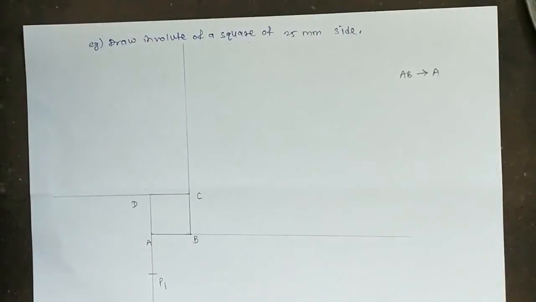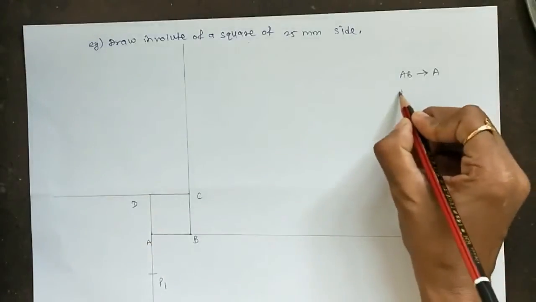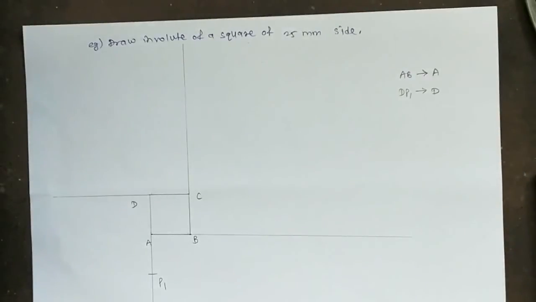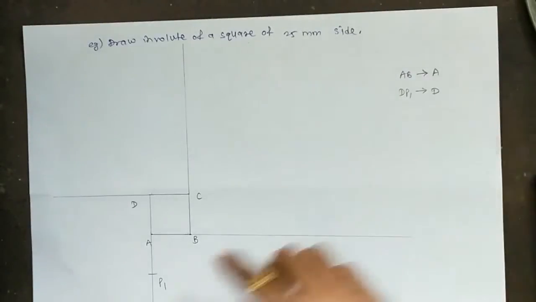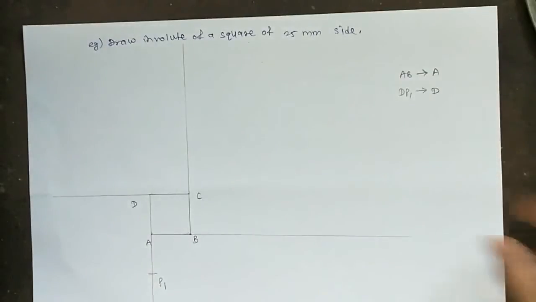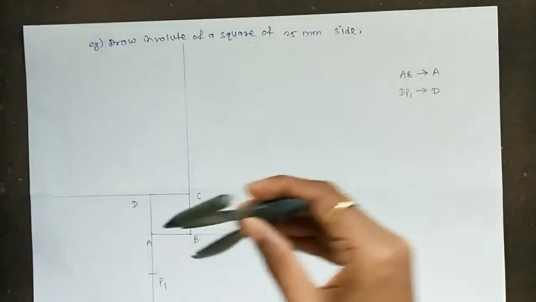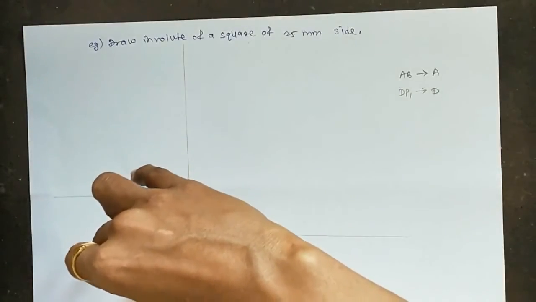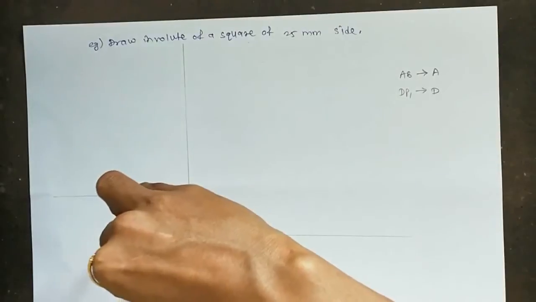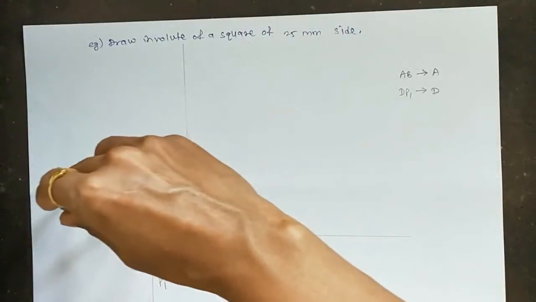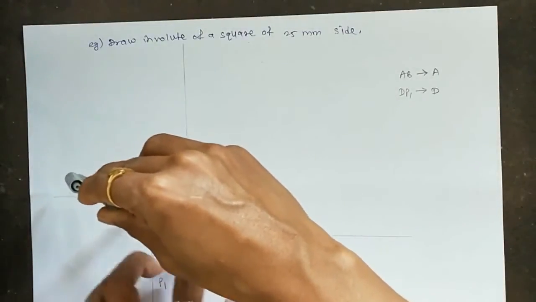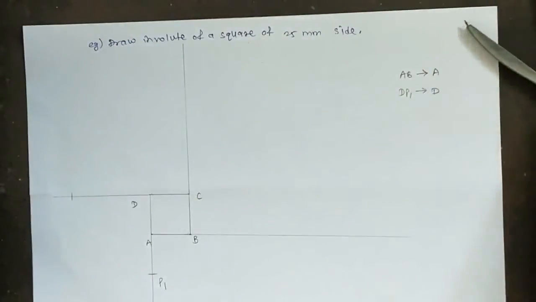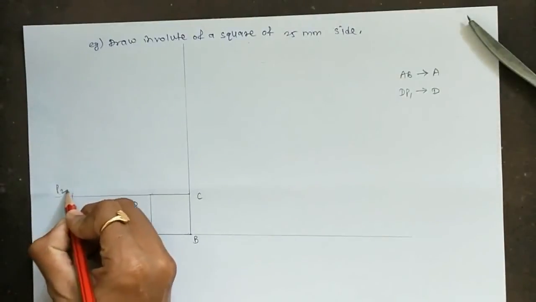Then take distance DP1 and center point as point D. DP1 is the sum of two sides of a square. Then take distance DP1 and draw an arc on this CD line which we have extended. Give name to this point as point P2.